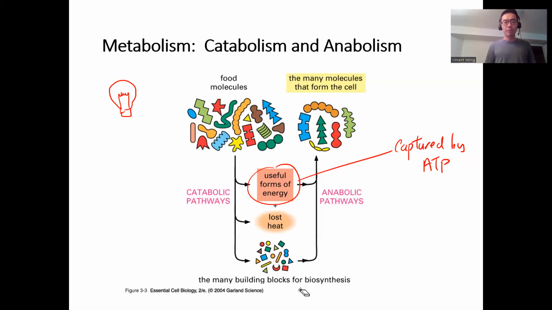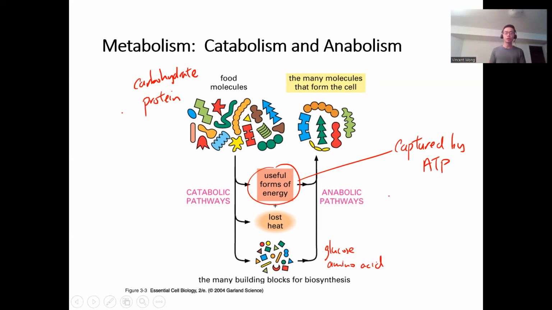So now we get all these building blocks, right? So I'll just give you an example. Like in the food, right? We might have proteins, and again, carbohydrates, lipids, and all that stuff, right? So after you break it down, you might have glucose, you might have amino acids, and so on and so forth, right? Now we can take these building blocks and create molecules that are needed in the cell.